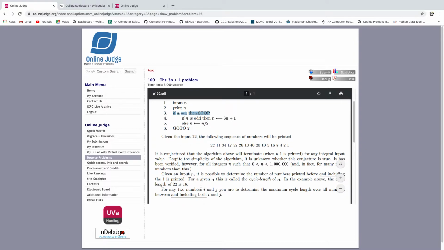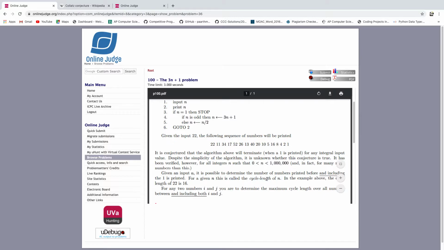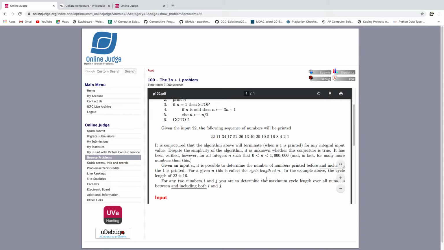So for a given n, this is called the cycle length of n. In the above example, the cycle length of 22 is 16, so let's see if it is 16. Start with that number, 22 is 1, then 2, 3, 4, 5, 6, 7, 8, 9, 10, 11, 12, 13, 14, 15, and 16, which is what this one says. 16 is the cycle length for 22.